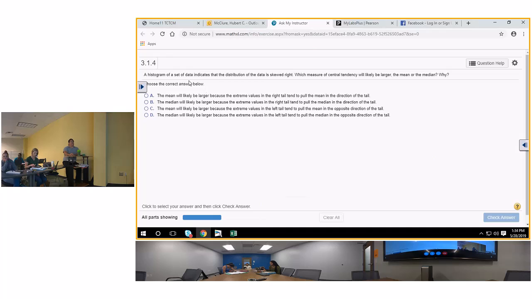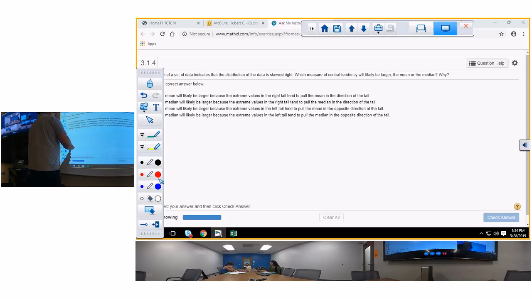A histogram of a set of data indicates a distribution of the data skewed right, which means which measure of center will likely be larger, the mean or the median, and why? Okay, first of all, look at the histogram of a set of data indicates that the distribution is skewed what? Right. Skewed right. That means all the data is where?